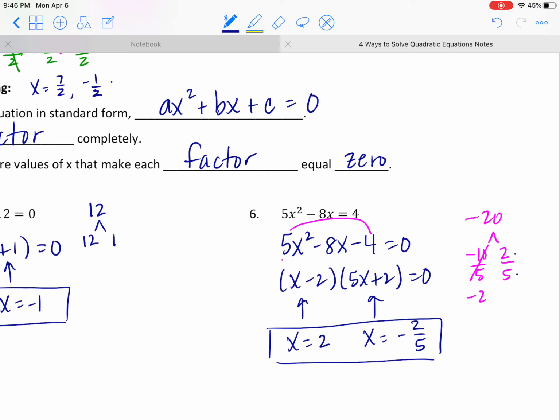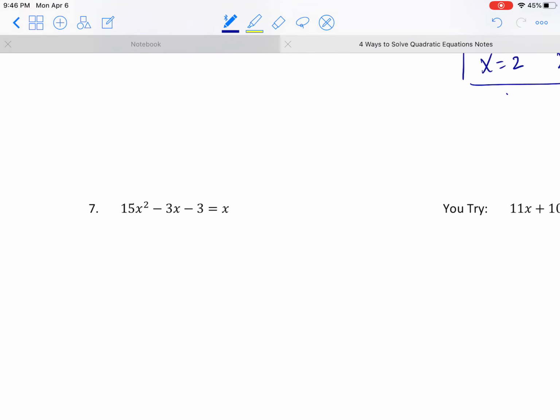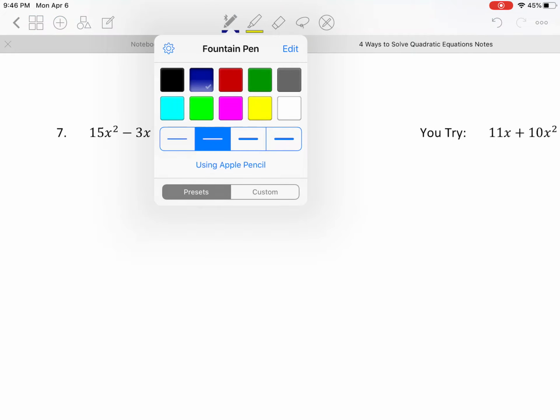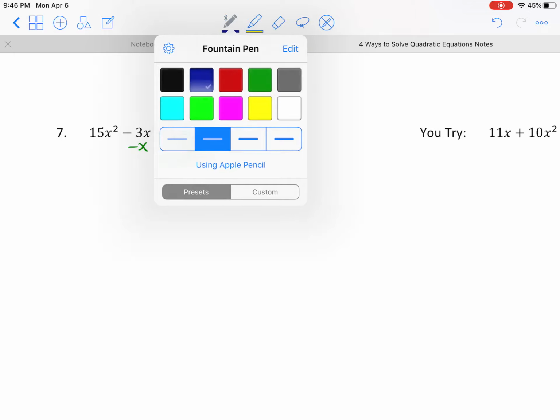And now it's factored, so then our solutions are going to be positive 2 will make a 0 there, and then negative 2/5 will make a 0 there. And then remember, if you wanted a shortcut, if you remember the shortcuts, the opposites of the reduced fractions here are the solutions here. Okay?